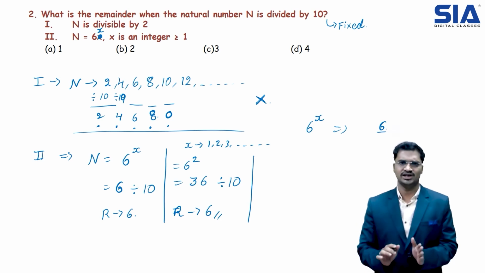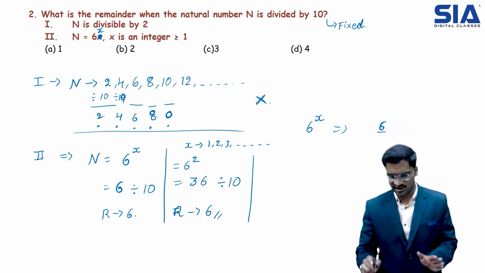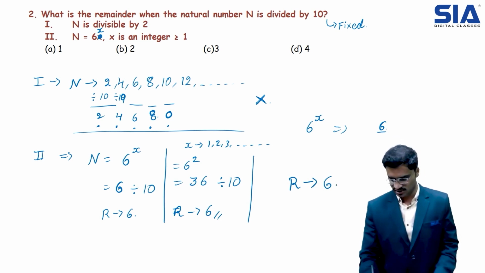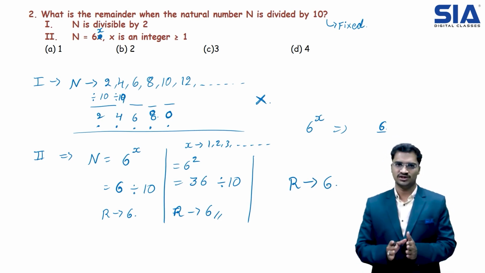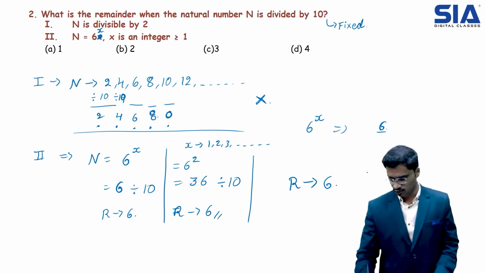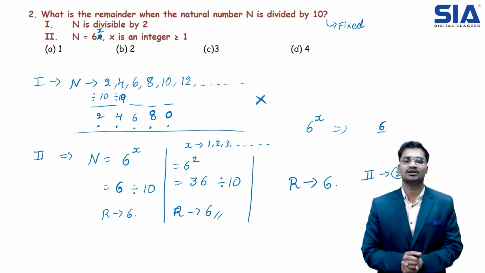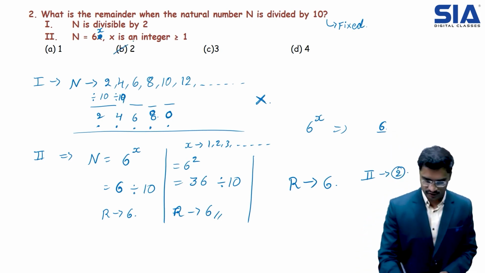So by using the second statement, I can say that the remainder is always 6. So statement 2 alone is sufficient to answer this question. Because statement 2 alone is sufficient, I have to mark option 2. So our answer is option B.